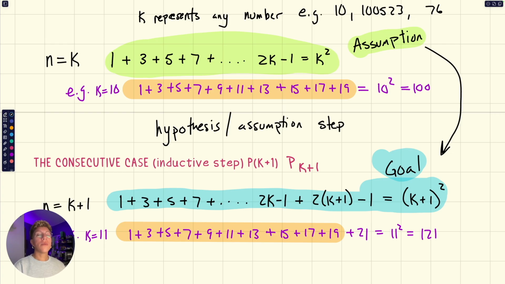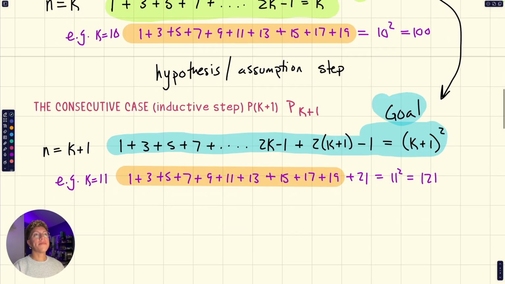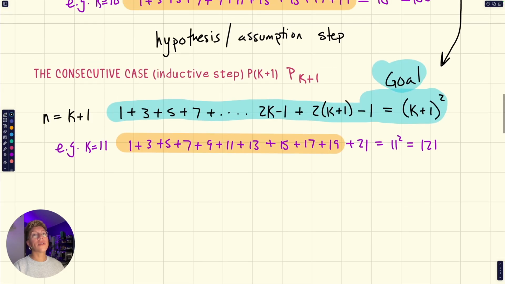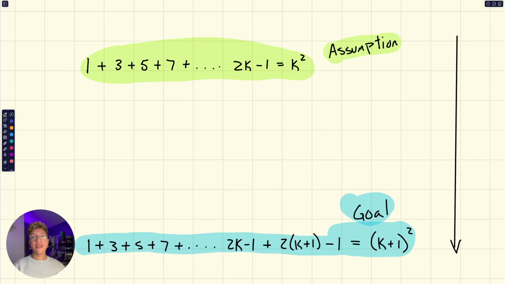So when we're actually working this in a problem, we're going to take our goal that we see here, and we're going to put it at the bottom of the page, because that's what we're working towards. So we want to stay really organized as we're going through this process. We're going to move from our assumption down to our goal, again showing that when the assumption is true, the consecutive case is also true. And we do this using algebra.